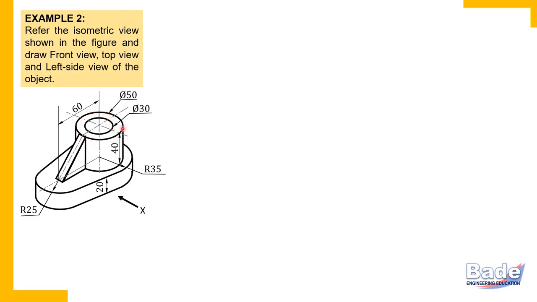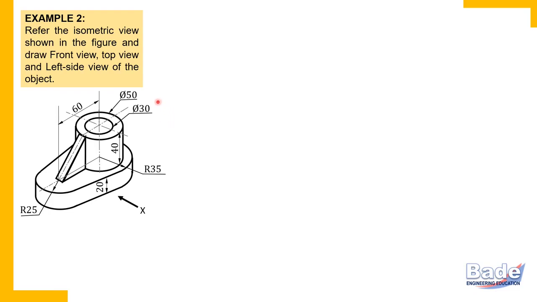One more thing. This is a cylinder, a vertical cylinder 40 millimeters high. It is connected to the base plate. And this cylinder has a hole of diameter 30 millimeters. How deep this hole is, that is not given.